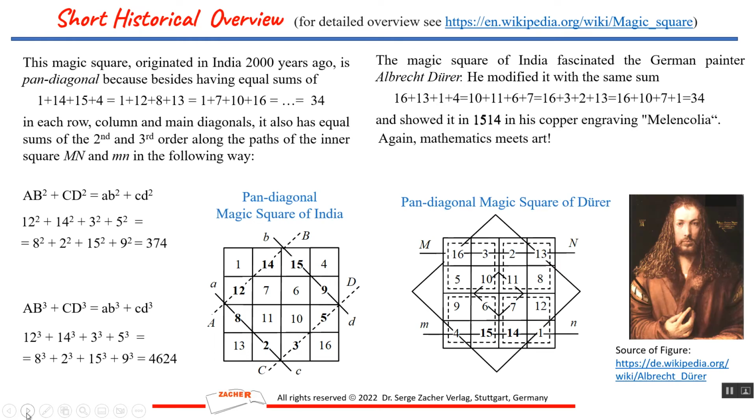This magic square of India fascinated the German painter Albrecht Dürer. He modified it with the same sum and showed it in 1514 in his copper engraving Melancholia. Again, mathematics meets art.